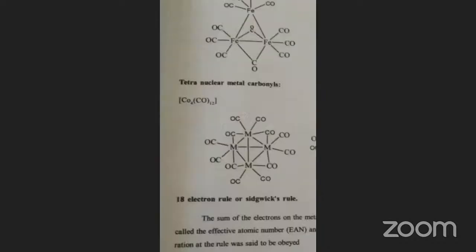This one also, in this also three metal atoms are there. Next, in this structure, this is one metal, this is another metal, this is another metal, this is also another metal. So four metal atoms are present. That's why it is called a tetranuclear metal carbonyl.